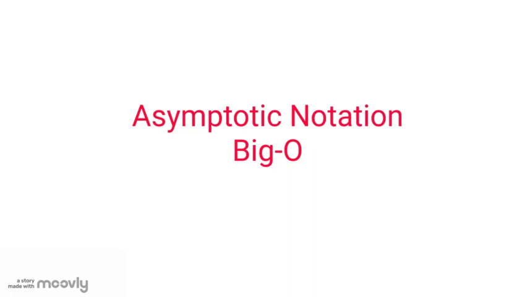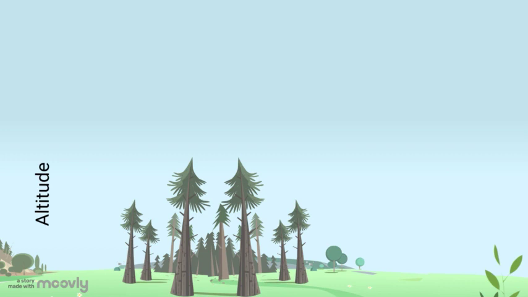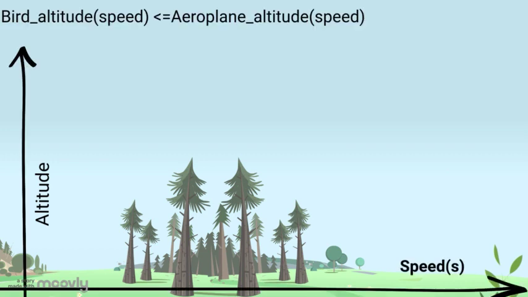I am going to discuss the asymptotic notation Big O, which represents the upper bound for the time complexity of the given algorithm. It is represented using an animation where the bird's altitude and the aeroplane's altitude are taken as the functions for representing the time complexity, and speed is given as the input. Bird's altitude is represented as B of S and aeroplane's altitude is represented as A of S.